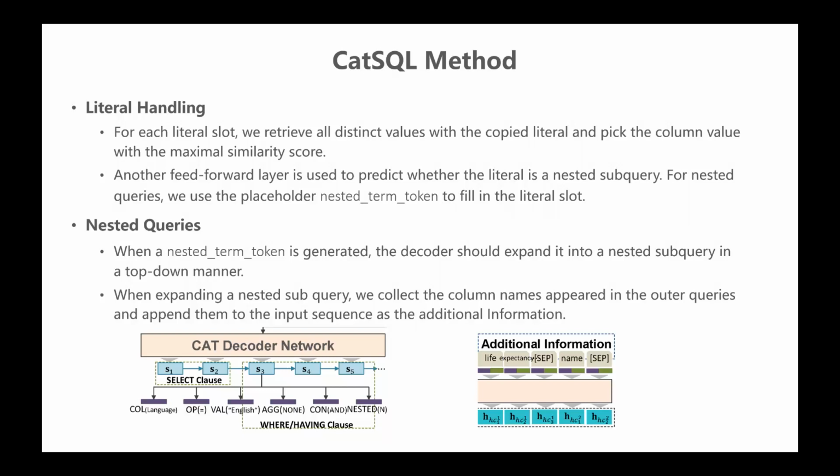We also use another feed-forward layer to predict whether the literal is a nested subquery. For a nested subquery predicted, we use the placeholder, nested term token, to fill in the literal slot, and the decoder will expand it into a complete nested subquery in a top-down manner. As an instruction, we collect the column names used in the outer block and append them to the input tokens when generating the inner subquery.